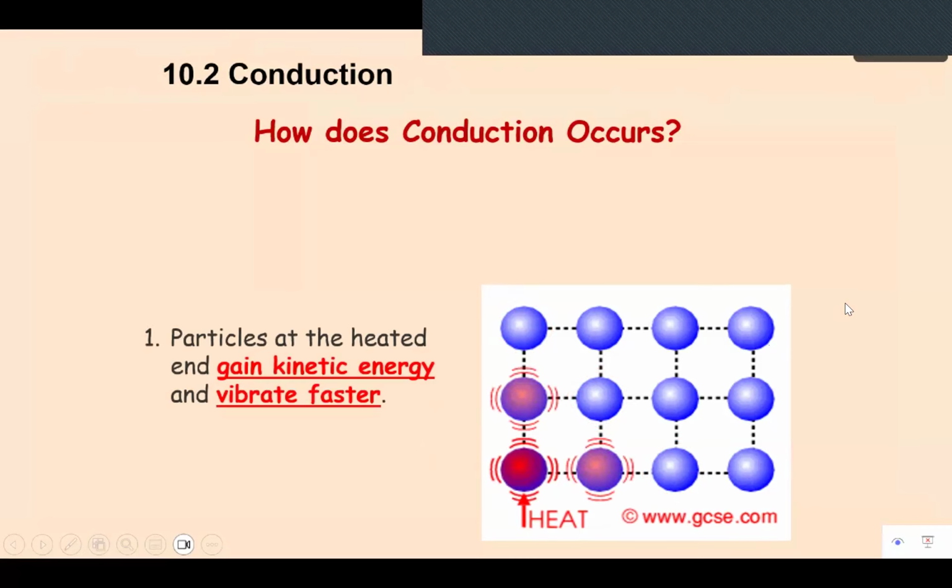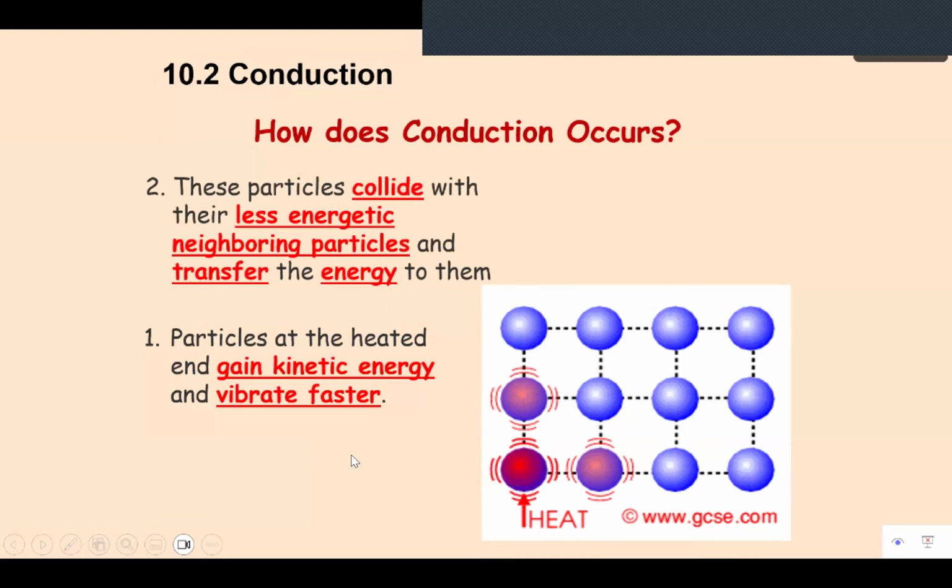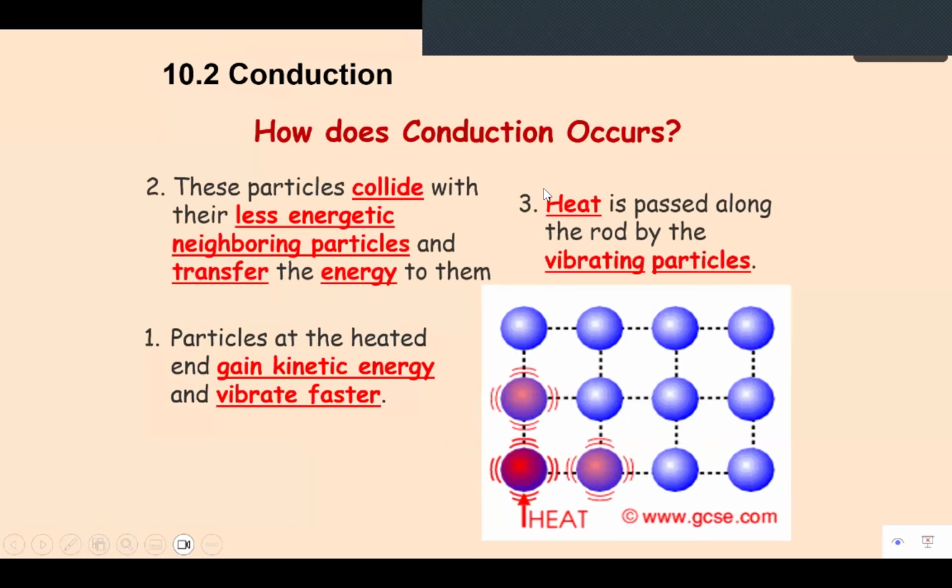In words, you need to mention the highlighted ones, as they are important. They must be seen in your answer whenever the question asks how heat gets transferred through conduction. You must tell me particles at the heated end will gain kinetic energy and vibrate faster. Then I need to see the words collide, or knock against, their less energetic neighboring particles. I need to see the words less energetic neighboring particles. And then they transfer the energy over to them, and the heat will be passed along the rod by vibrating particles.